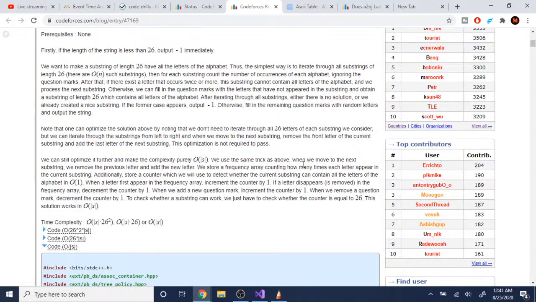When we move to the next substring, we remove the previous letter and add the new letter. We store a frequency array counting how many times each letter occurs in the substring. Additionally, store a counter which we will use to detect whether this current substring can contain all the letters of the alphabet in O of 1. When a letter first appears in the frequency array, increment the counter by 1. The letter that disappears, decrement the counter by 1. When we add a new question mark, we increment the counter by 1. When we remove a question mark, we decrement the counter by 1. To check whether the substring can work, we can check whether the counter is equal to 26.